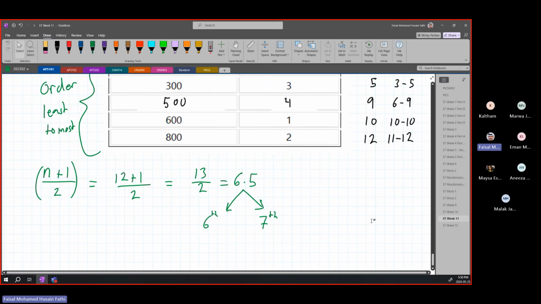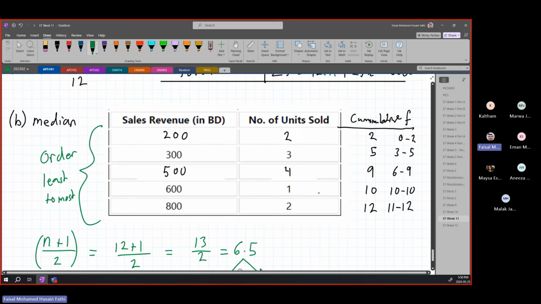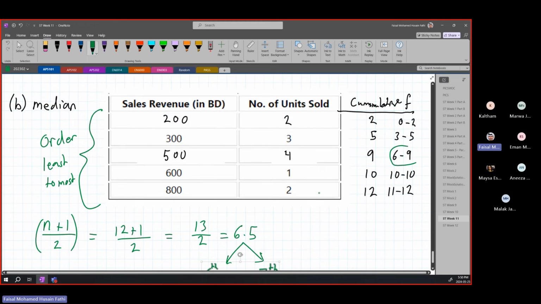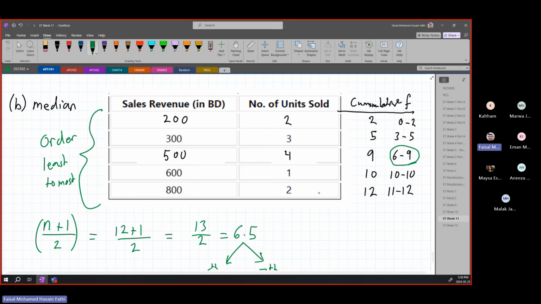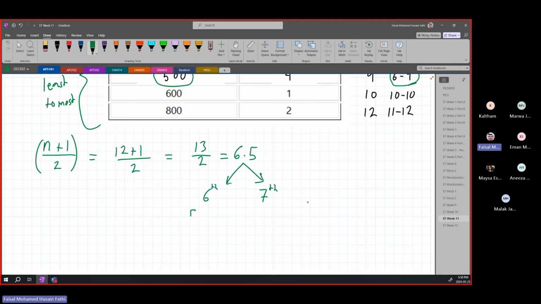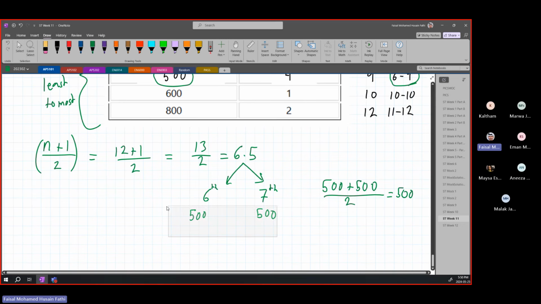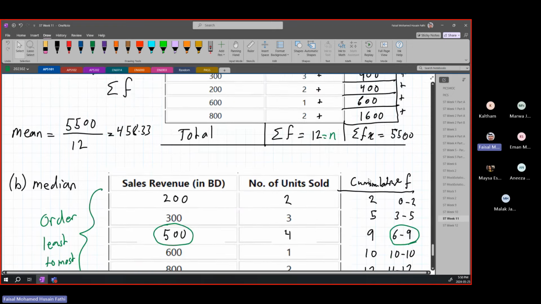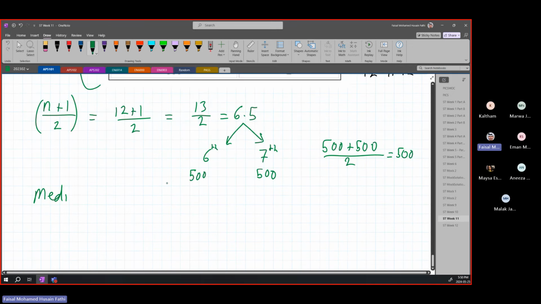So our sixth and seventh values lie between 6 to 9. Both our values are 500. So if we take the average of the two same numbers, it's going to be 500 plus 500 over 2, which is also equal to 500 because they're the same number. The average of the same numbers is the same number as well. So the median is simply equal to 500.